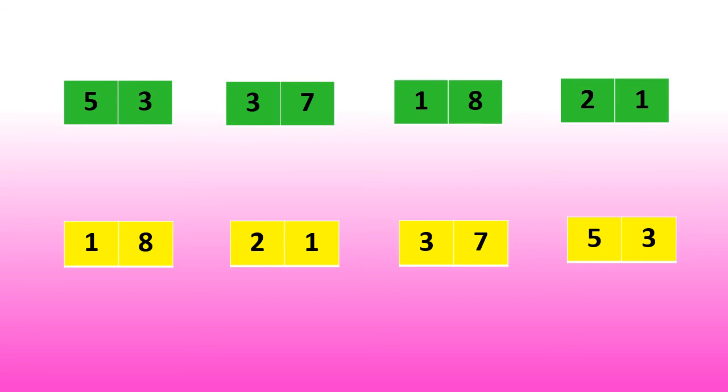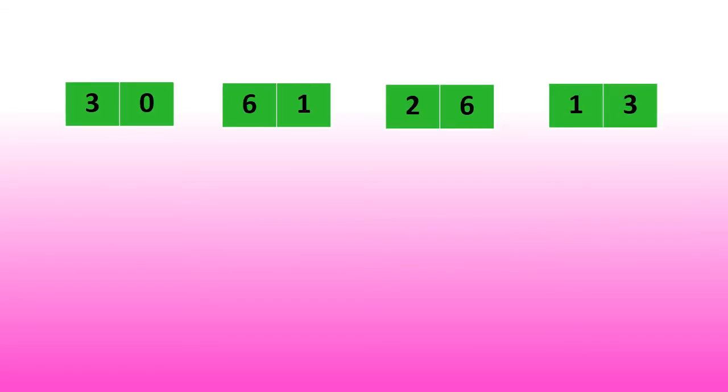Now, let's take a look at another example. Now, let's read these numbers together. 30, 61, 26 and 13. So now, what do we have to do to find the smallest number here? Correct. We have to compare the digits at the tens place to find the smallest number.